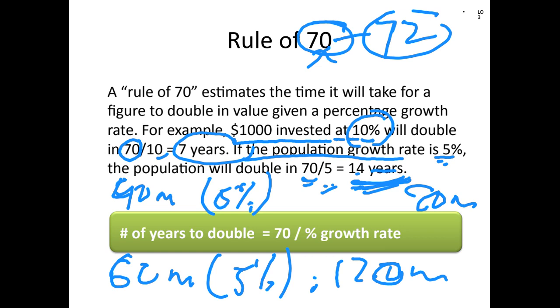So this rule estimates the time it will take for a figure to double in value given the percentage growth rate. But you don't have to take it in percentage terms. Just take the absolute value. 10% means 10, not 0.1. 5% does not mean 0.05, just 5. Okay.